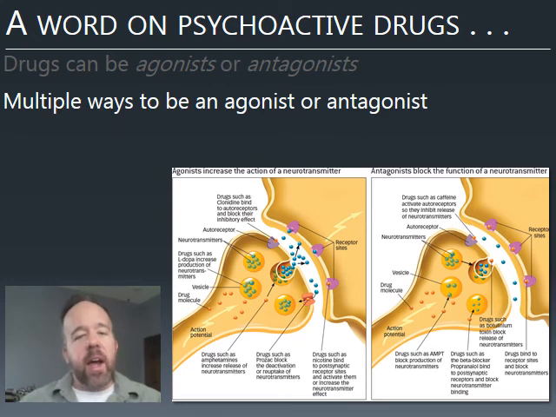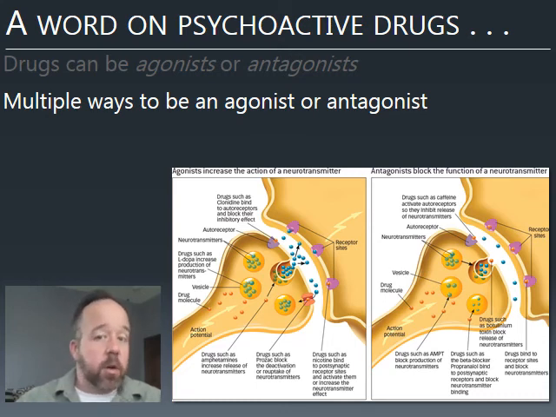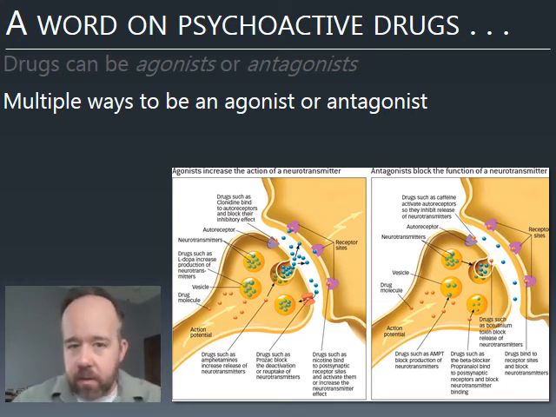And so, what agonists do is they increase the effectiveness of a given neurotransmitter. So you can have an acetylcholine agonist, which means it helps acetylcholine do its job. And there are multiple ways to do that. An antagonist opposes the action of the neurotransmitter, makes it less effective. And there are multiple ways to do that.